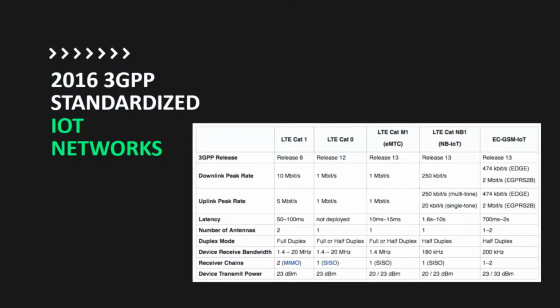And then in 2016, 3GPP started to standardize the CAT0, CAT1 LTE networks. And what that meant was, for the first time, telcos were able to start offering very specialized IoT networks.